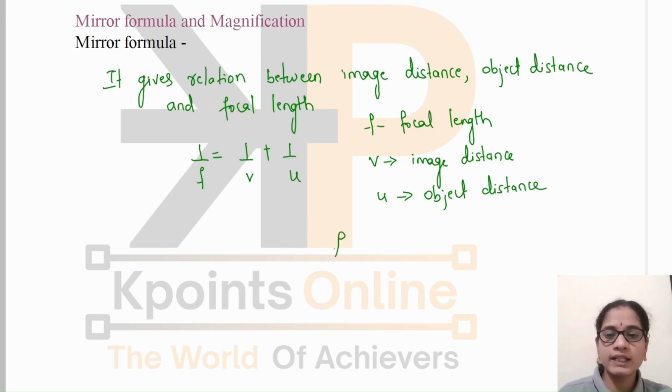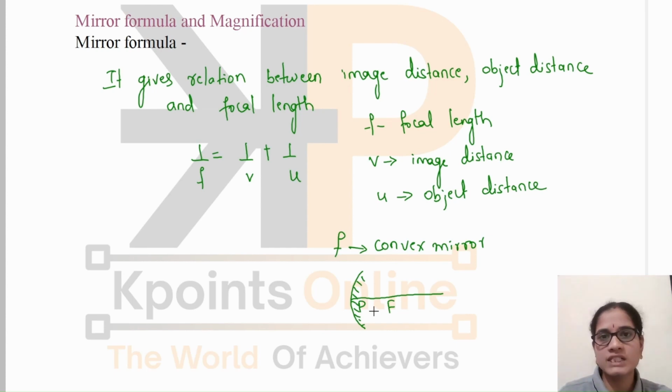Like for focal length in case of convex mirror. See here, this is convex mirror. This is the reflecting surface. We know that in case of convex mirror, the principal focus will be behind the mirror. It will be towards the right of the origin, that is right of the pole. So the focal length, which is the distance between pole and principal focus, is to the right of the mirror, that is right of the pole, because of which we will take f as positive in case of convex mirror.